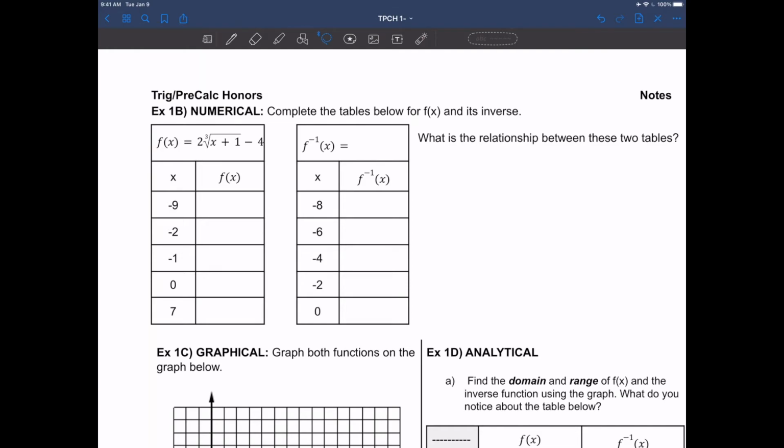Example 1b. Let's look at the inverse numerically using a table. So here we have the original function f of x, and the inverse of f is what we found previously in example 1a. So if I were you, I would pause the video, and without a calculator, I would evaluate this function at these x values. Also without a calculator, evaluate this inverse function at these values. Okay, so pause the video, try that on your own first.